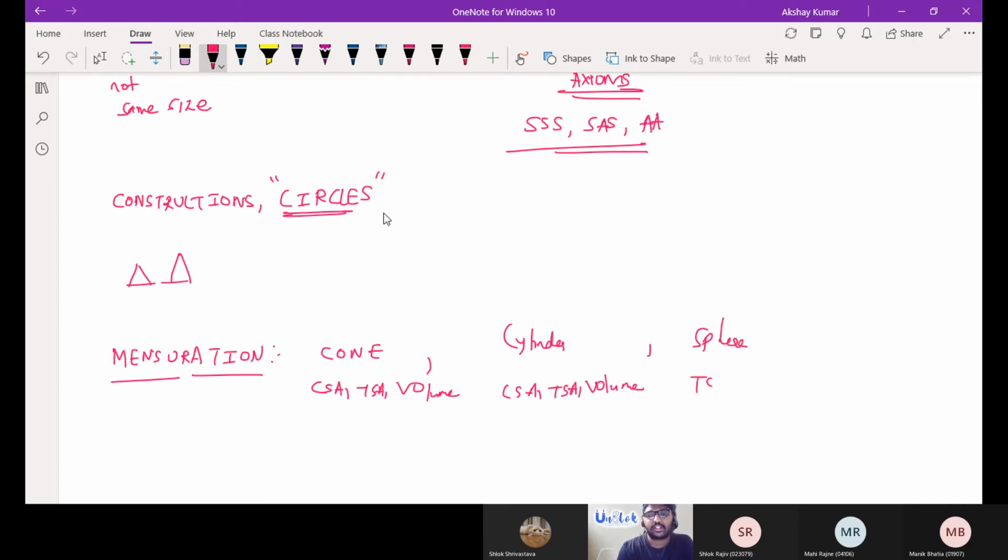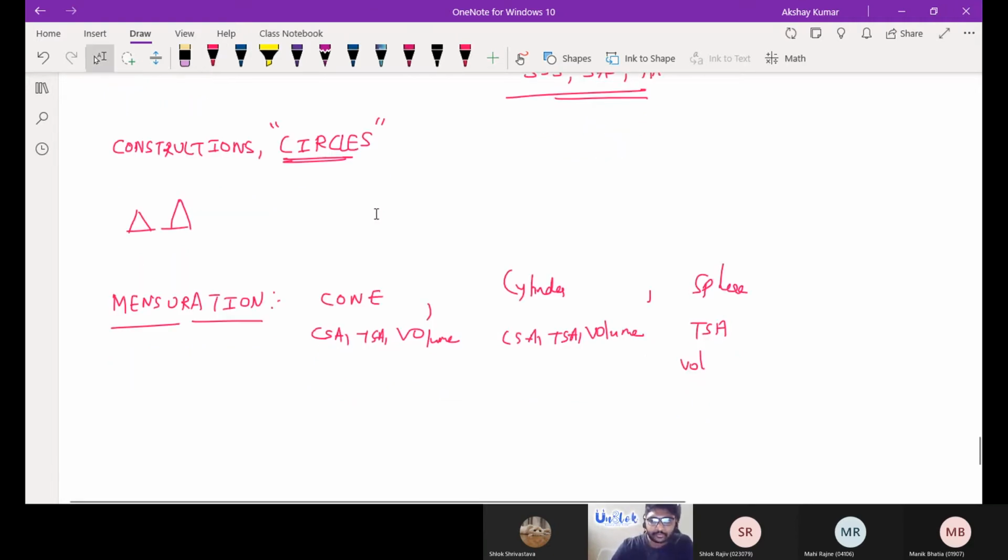So sphere, what is total surface area? What is volume? So this is the mensuration part. Again, you will have word problems, some application problems. So you need to understand the figure, what they are trying to tell, and what area they're trying to ask. Based on that, you will use the formula and get the solution. Okay, so this is about your mensuration part.